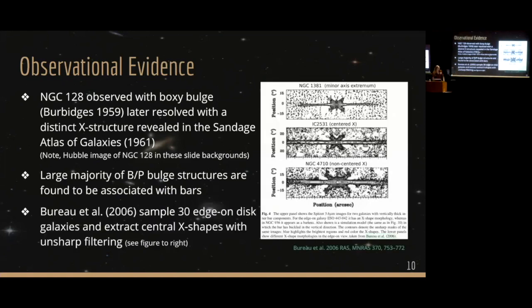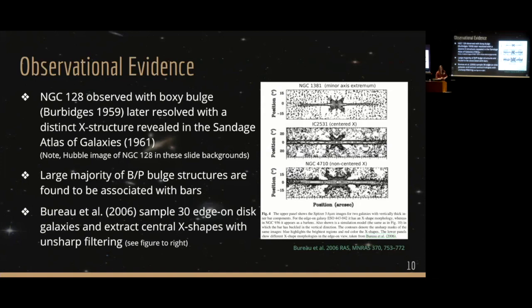Here I'm showing a series of 3 images that illuminate the variety of these X structures and how they can be. So the top one, you can see that the X meets in the middle. And the bottom one, you can see the X doesn't quite meet in the middle. So this is just to show that these X's can have different morphology.